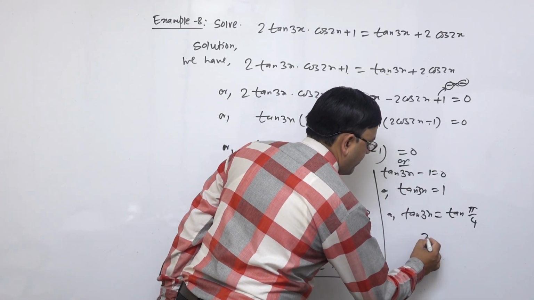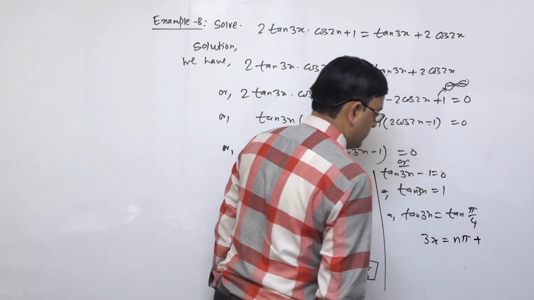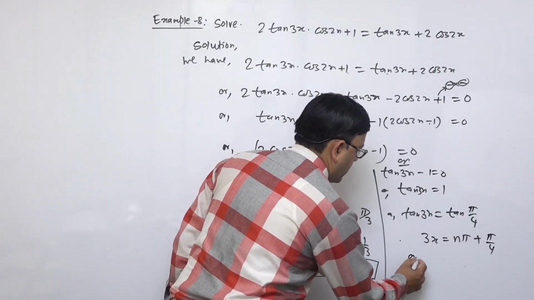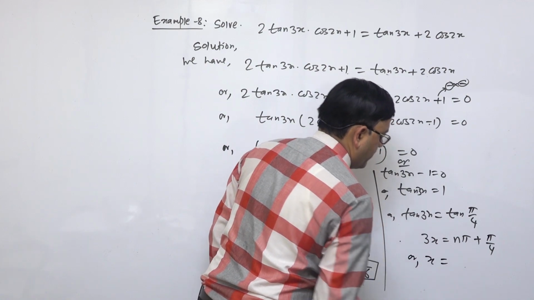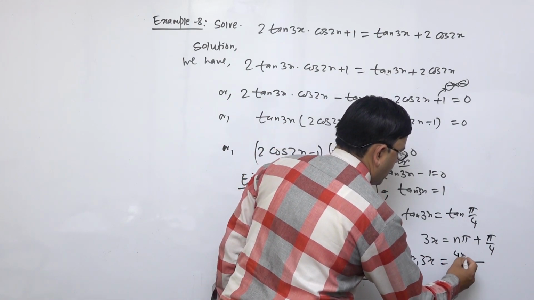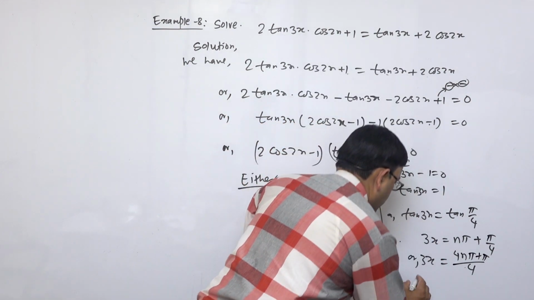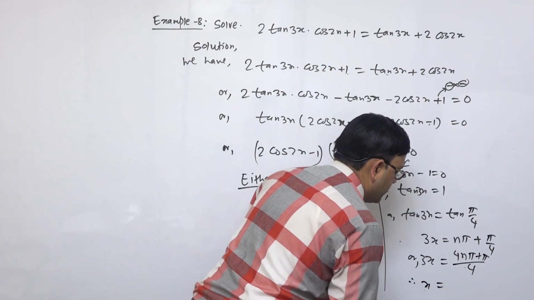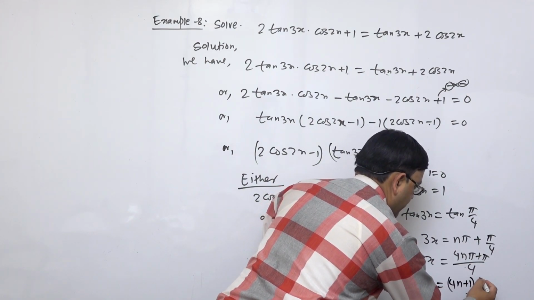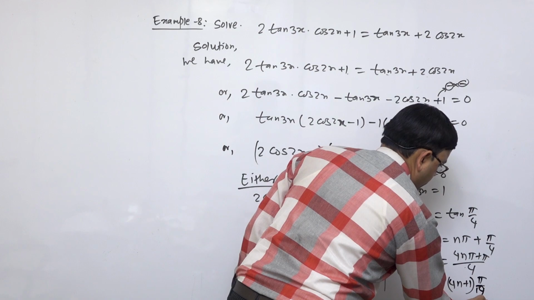And now we have 3x is equal to n pi plus pi by 4, or we can write x is equal to, at first we can take the LCM here, so 3x is equal to 4n pi plus pi, so we can take pi common, therefore we can write x is equal to 4n plus 1 times pi by 4, and then x is equal to pi by 12.